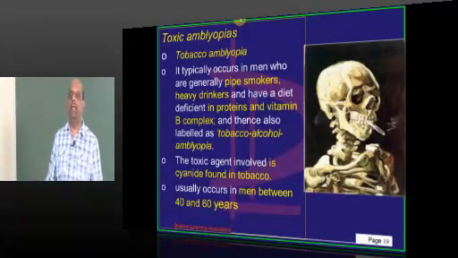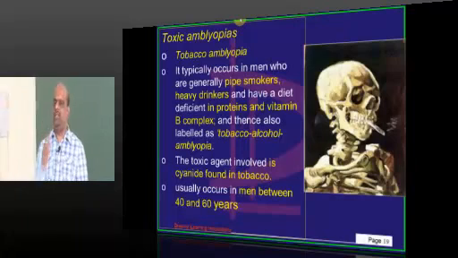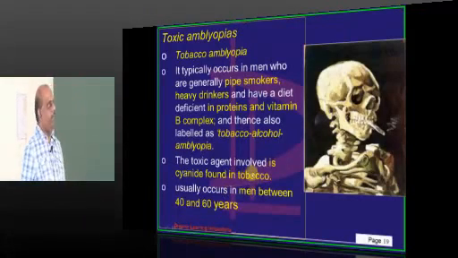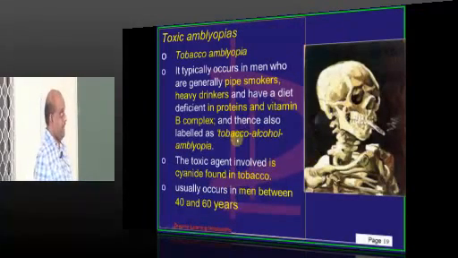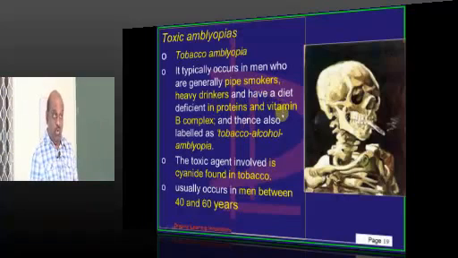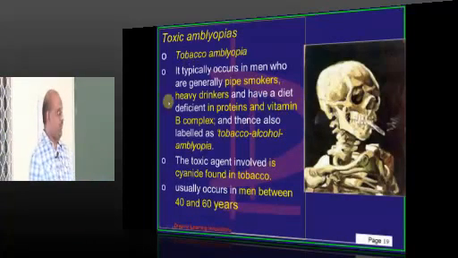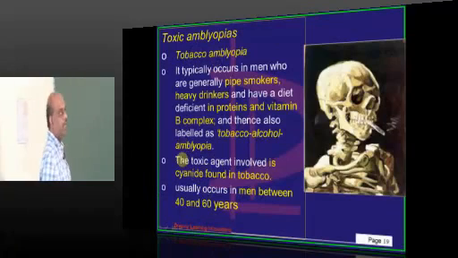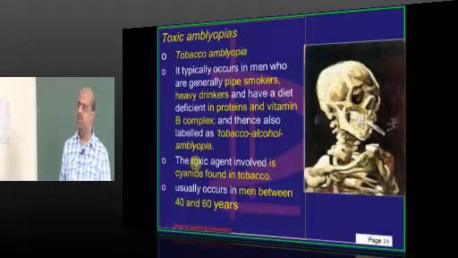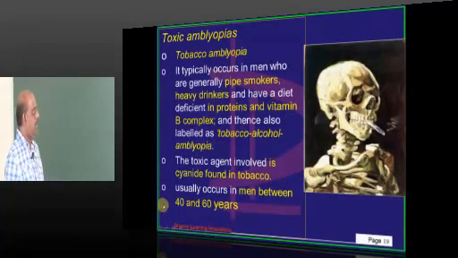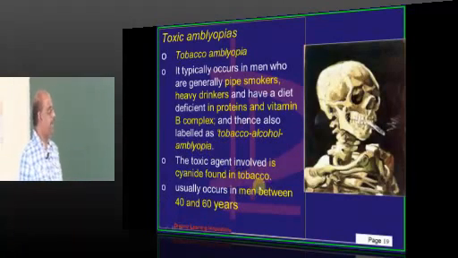Toxic amblyopias. 1-2 comments about each of them. Tobacco amblyopia, heavy, especially pipe smokers who also drink. There is a greater chance of toxic amblyopia. Because if they drink also, then B complex will be low. Hence it is called tobacco alcohol amblyopia.